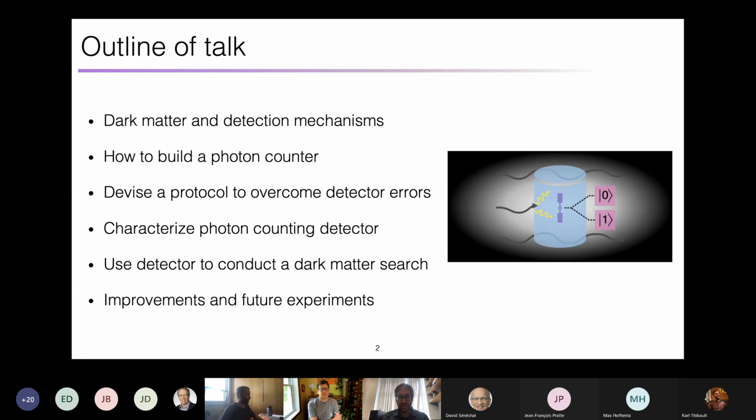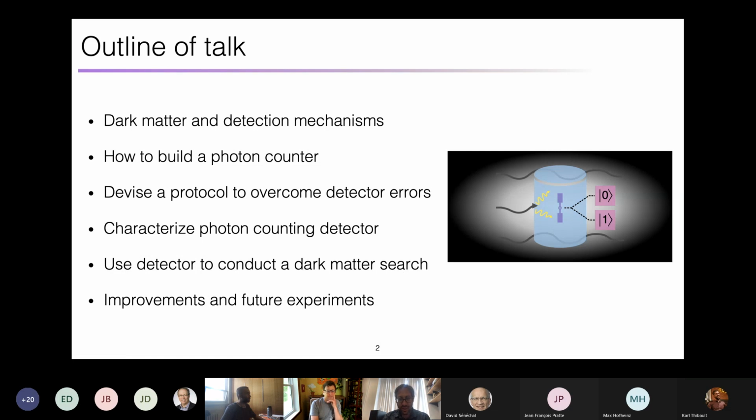So just by way of an outline. I won't talk too much about dark matter and what it is, because I don't actually know that much. I guess no one does, but I know less than most. But I'll tell you a little bit about that and how people are currently trying to detect it.